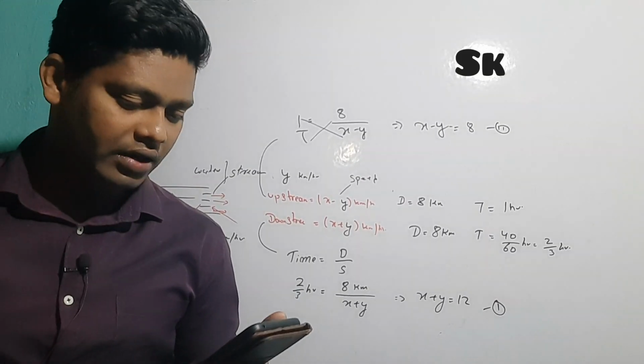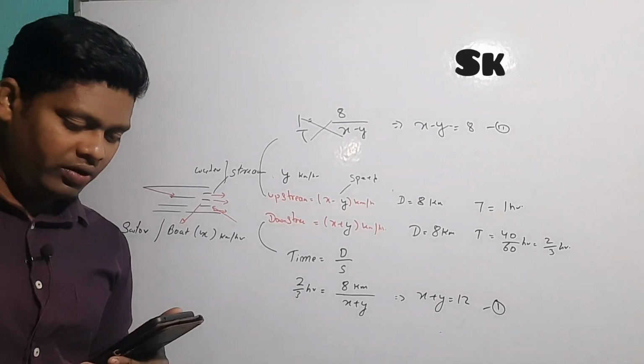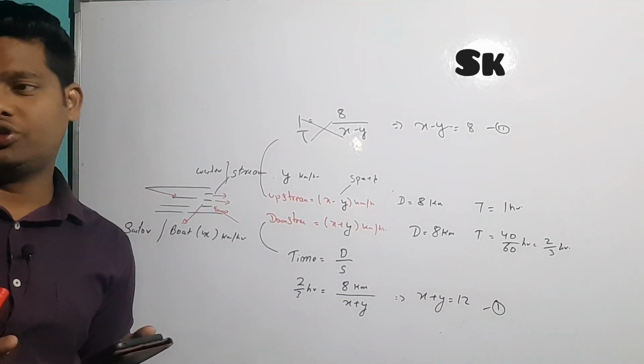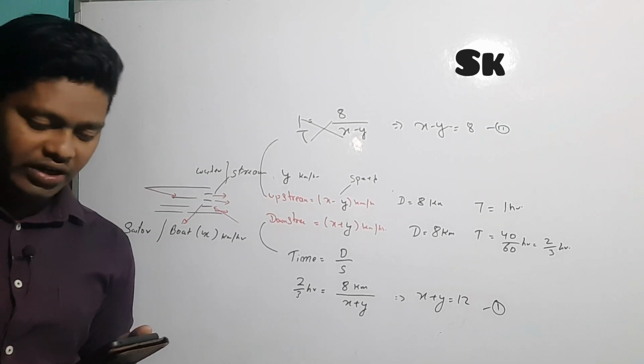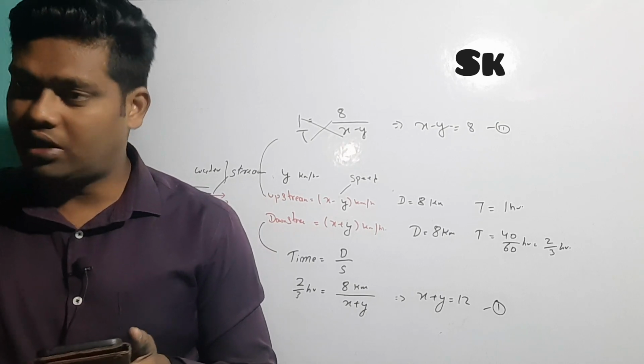Find the speed of the current. Now see the question. It is an upstream and downstream question only. If you read the question nicely, by seeing the words downstream and upstream, you will come to know that this is an upstream and downstream question.